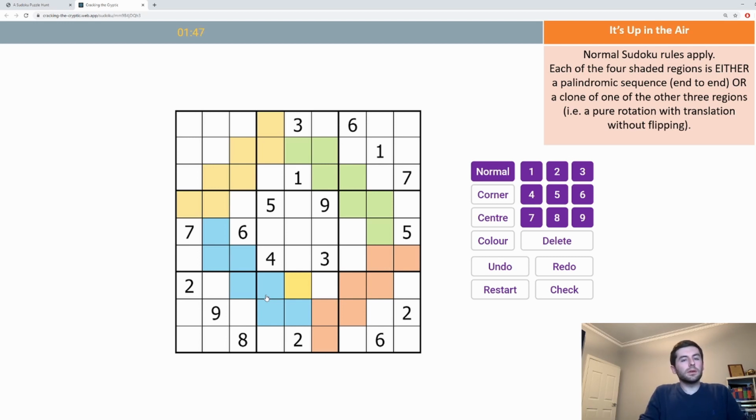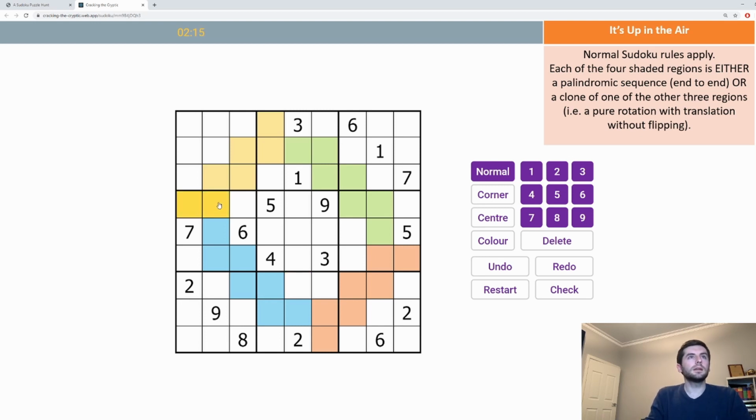Now, with these variant Sudokus, the way that I tend to solve these is that I like to pencil mark all the rules of the variant in first, and then proceed with normal Sudoku rules. For those of you who prefer solving normal Sudoku rules first, you can probably score a couple of digits in this grid, but we're going to proceed with working on our clone and palindrome rules set.